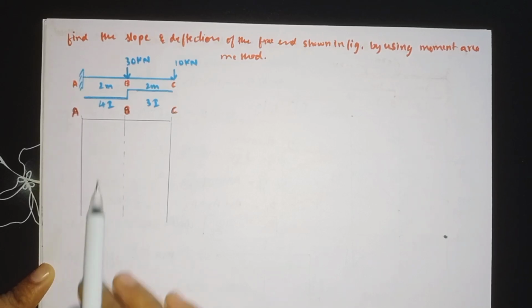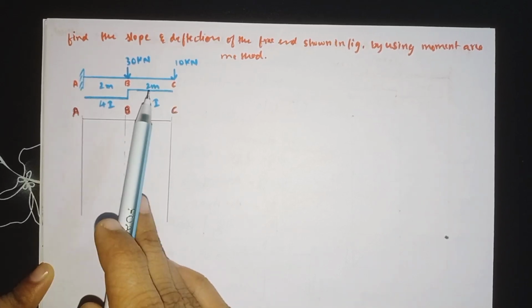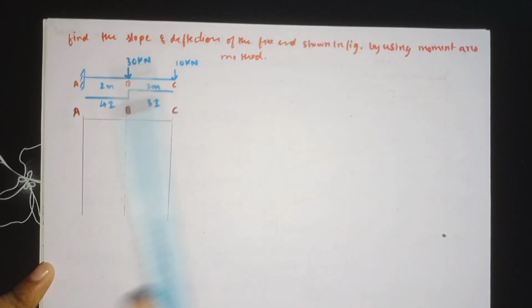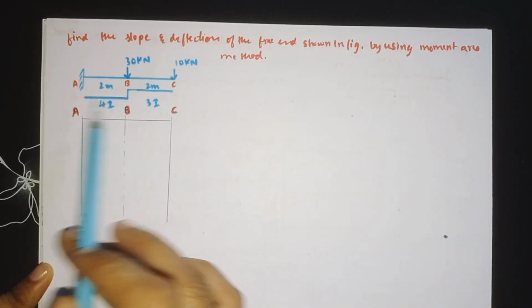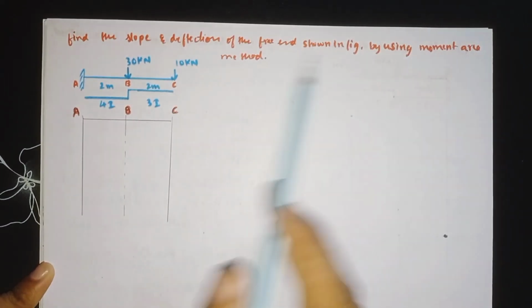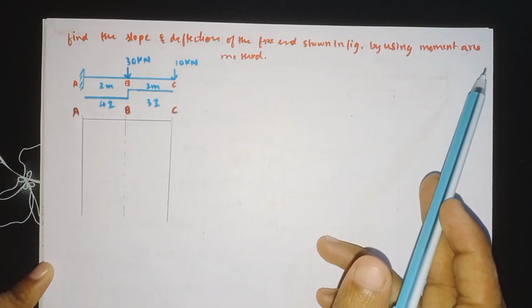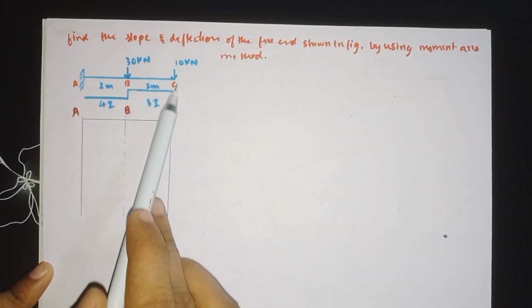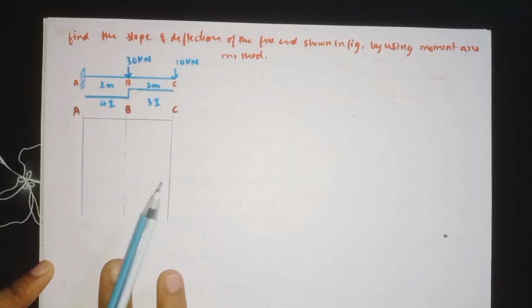So in today's video we will see one more problem of a cantilever beam, how to analyze this by using the moment area method. So this is our given problem: find the slope and deflection of the free end shown in the figure by using the moment area method. We need to find the slope and deflection of the free end by using the moment area method.